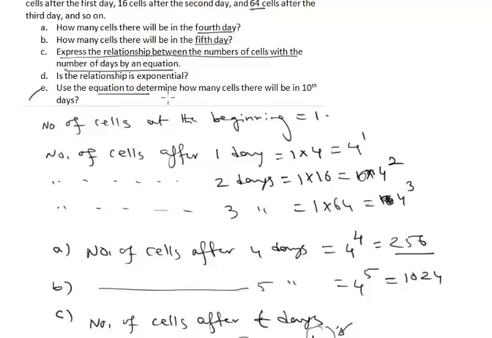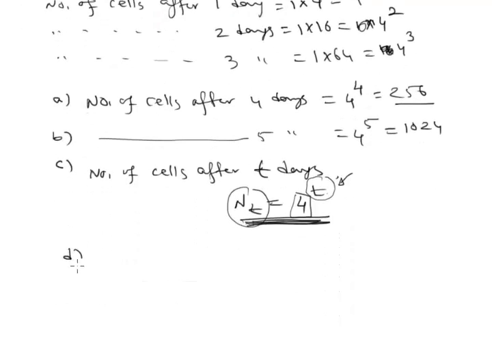Use this equation to determine how many cells there will be on the 10th day. So on the 10th day, T will be 10. So the number of cells on the 10th day will be 4 to the power T, where T is 10, so 4 to the power 10.